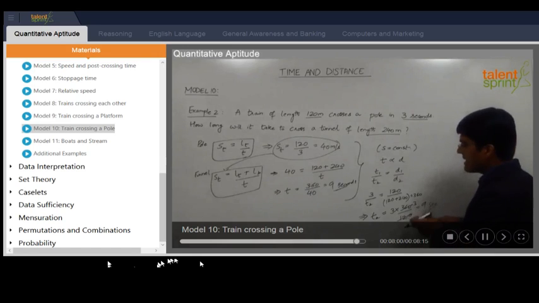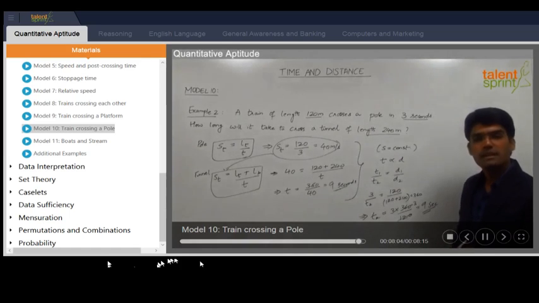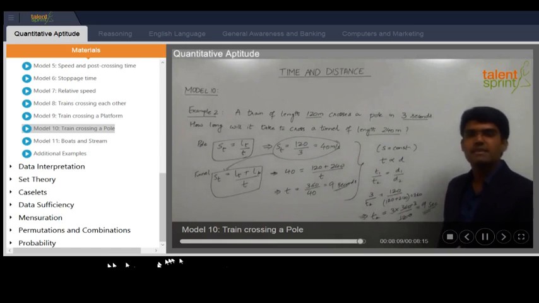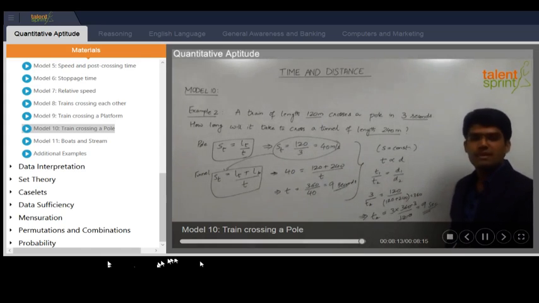As you can see here, the same question has been answered without even finding out the speed of the train. So friends, try to be smart and avoid using these lengthy procedures. You can simply get the answer by taking the proportionality between time and distance.